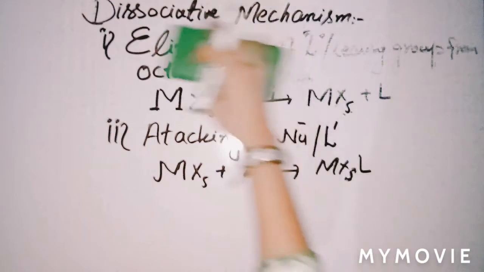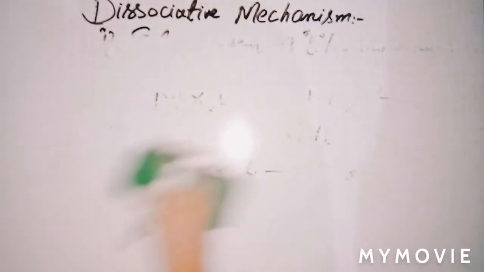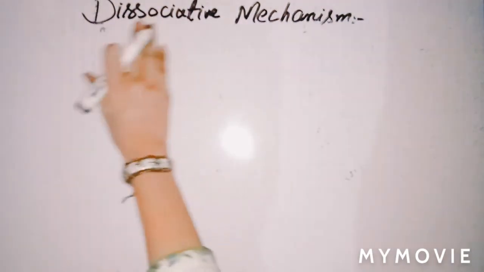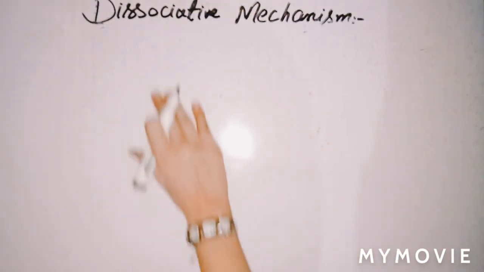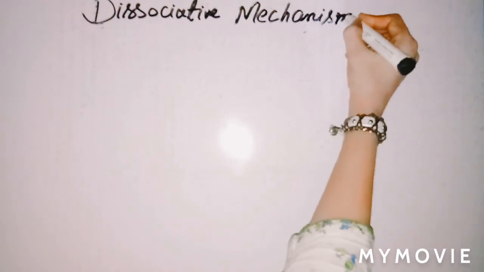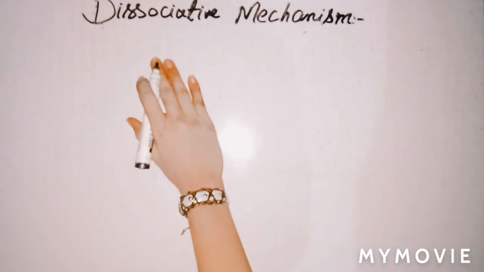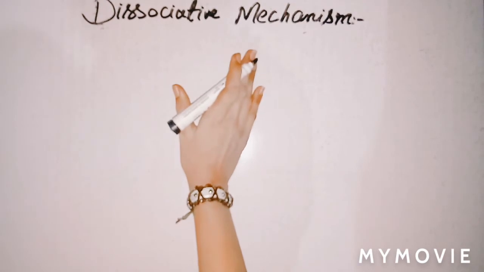So from the definition, it is also clear that the formation of the intermediate that has trigonal bipyramidal geometry or square pyramidal geometry is less stable and converted into product. So the formation of the intermediate is actually the rate determining step.